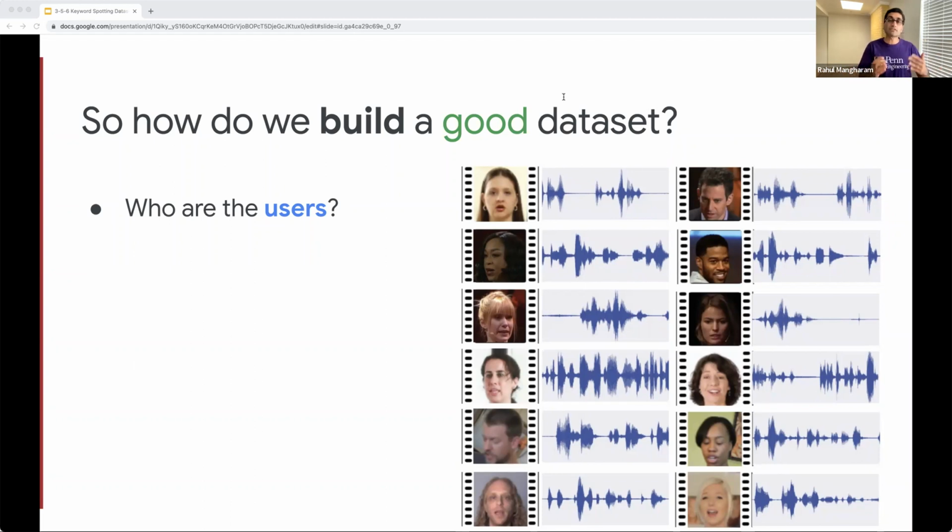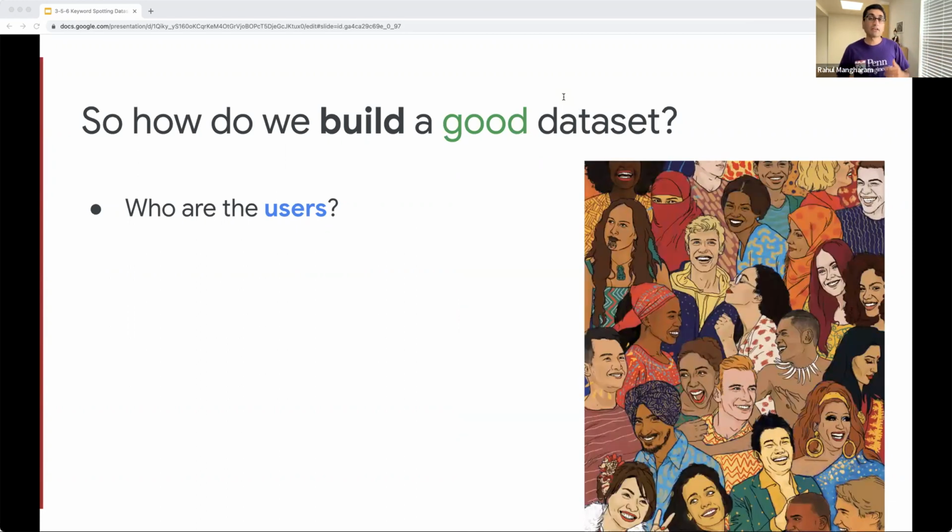Because the machine is just looking at audio signals, it needs to be able to generalize, which means that the data set we are looking at, the data that we're going to train our neural network on, needs to be really diverse. And we need to understand who the users are in order to build a proper data set.